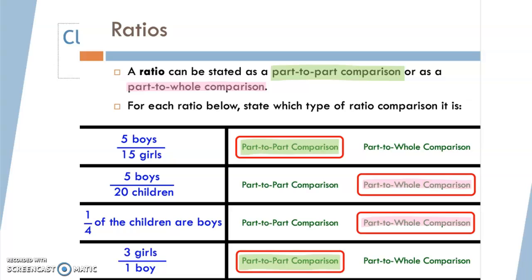A ratio can be stated as a part-to-part comparison or as a part-to-whole comparison. 5 boys for every, using that division symbol, for every 15 girls is a part-to-part. Whereas if we say 5 boys for every 20 children, that's a part-to-whole. 1/4 of the children are boys. Again, we're looking at the word children, so it's part-to-whole. And 3 girls for every 1 boy goes back to part-to-part.